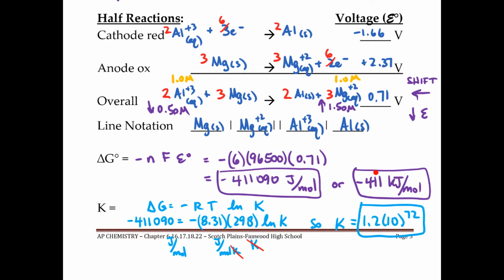Remember that a negative G tells you the reaction is spontaneous. Remember that a positive voltage tells you the reaction is spontaneous. So they both agree, of course. Lastly, you can get the equilibrium constant.